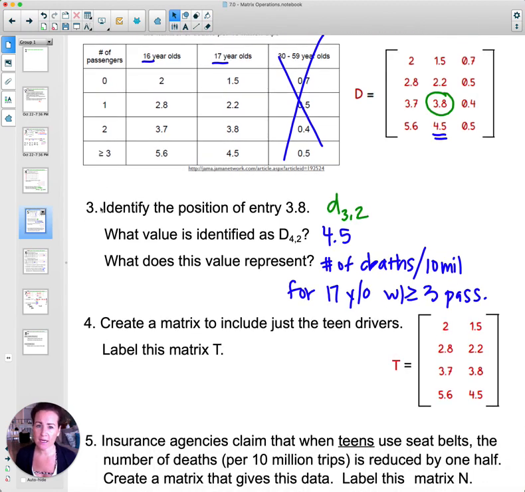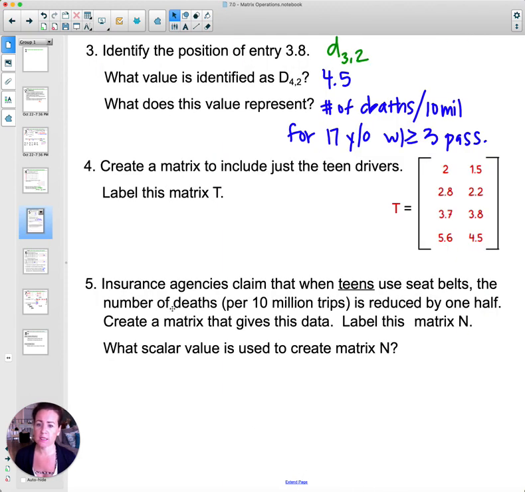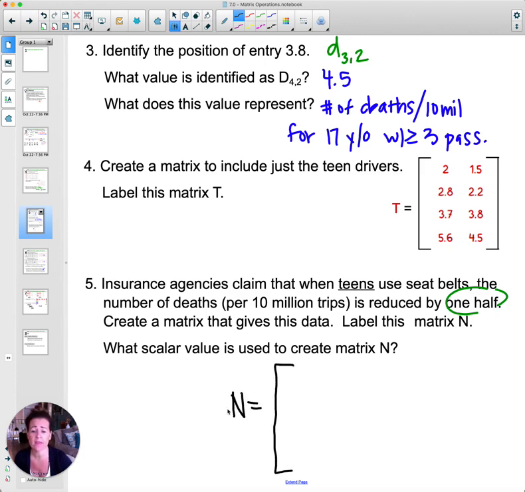So if we go back to the passengers in the car, if I scroll down, an insurance agency claims that when teens use seatbelts, the number of deaths per 10 million trips is reduced by 1/2. So reducing by 1/2 or 50%. Create a matrix that gives this data, label this N. Okay, so now we had the teen drivers here. So now we're going to take that matrix and say that N represents them wearing a seatbelt. Now it's going to cut the deaths in half.